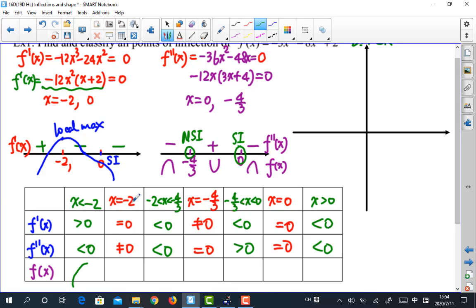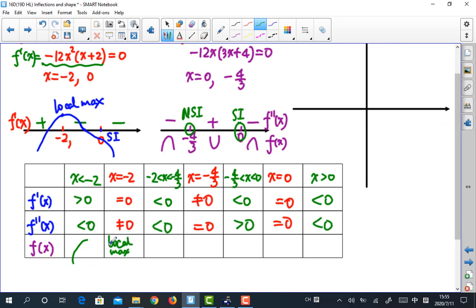Then at x equals -2, your first derivative is 0. Your second derivative is not 0. Based on what we did in the first derivative sign diagram, we should know this one is a local maximum, because if you look at the left side it's increasing, on the right side it's decreasing. So local maximum.